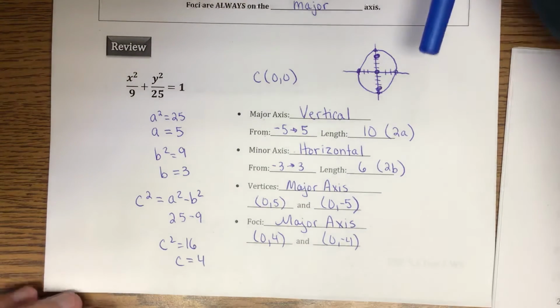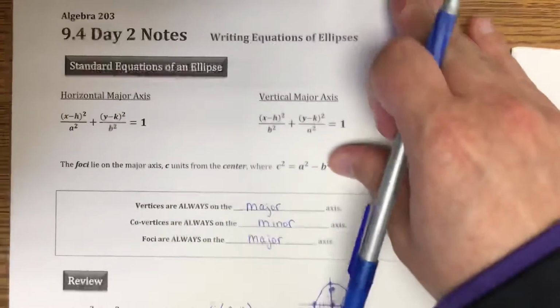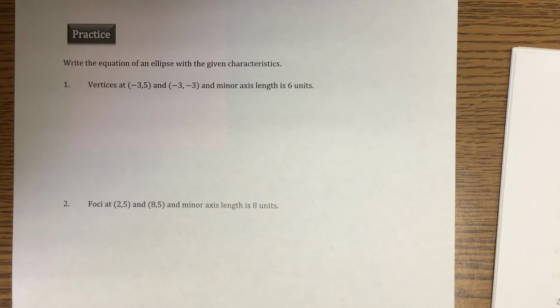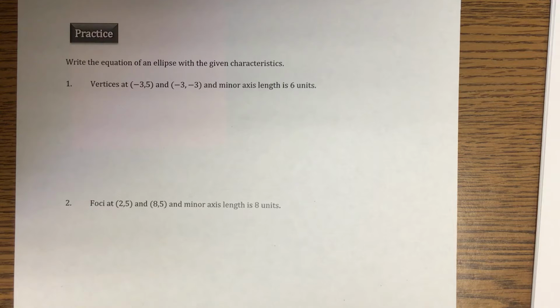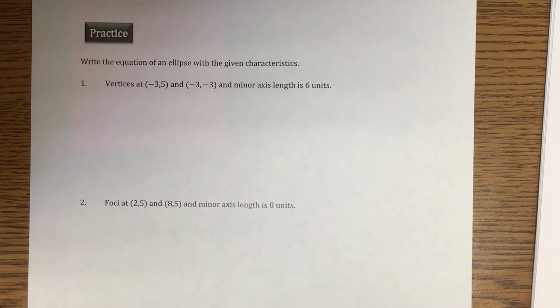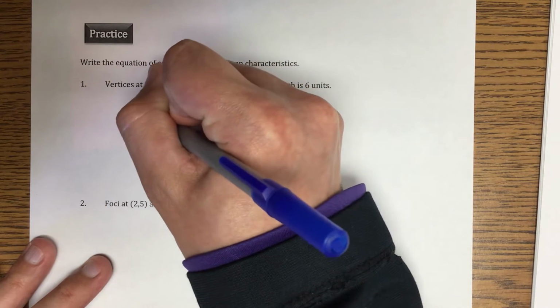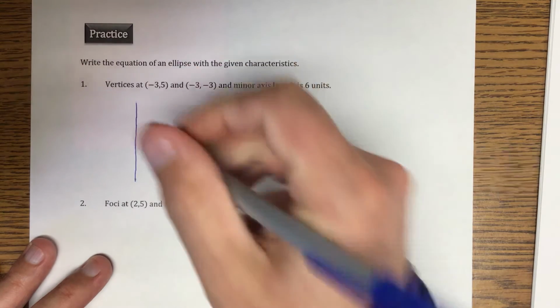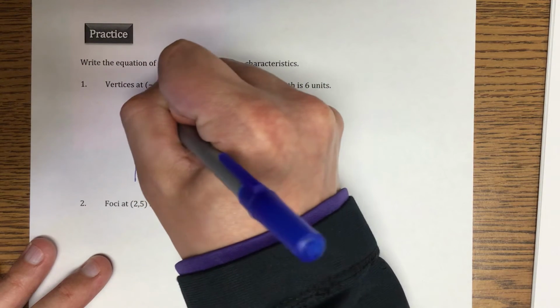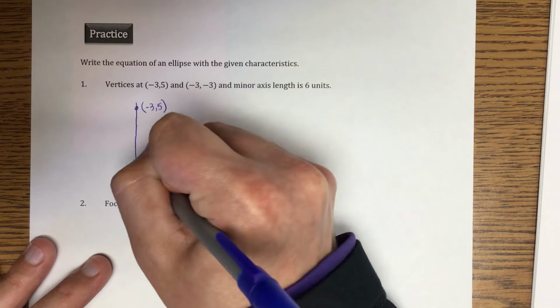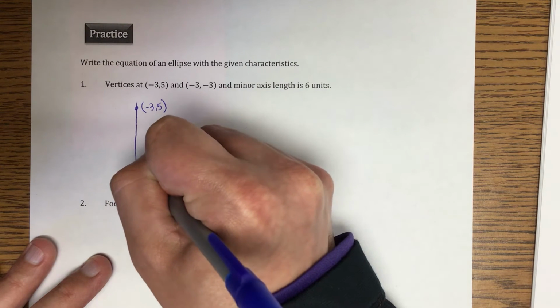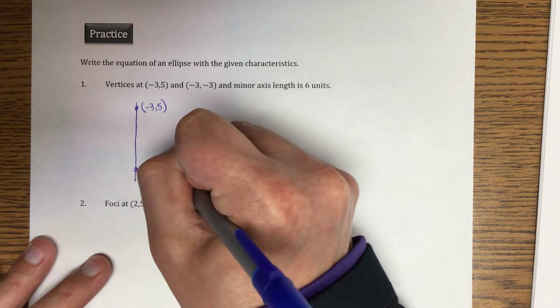All right, so let's do a couple of problems here on the back side. It says write the equation of an ellipse with the given characteristics. Number 1, I have vertices at (-3, 5) and (-3, -3), and the minor axis has a length of 6. So a couple things you can do. You can just picture these two points if you wanted to. Maybe this point right here is (-3, 5) and this point right here would be (-3, -3).